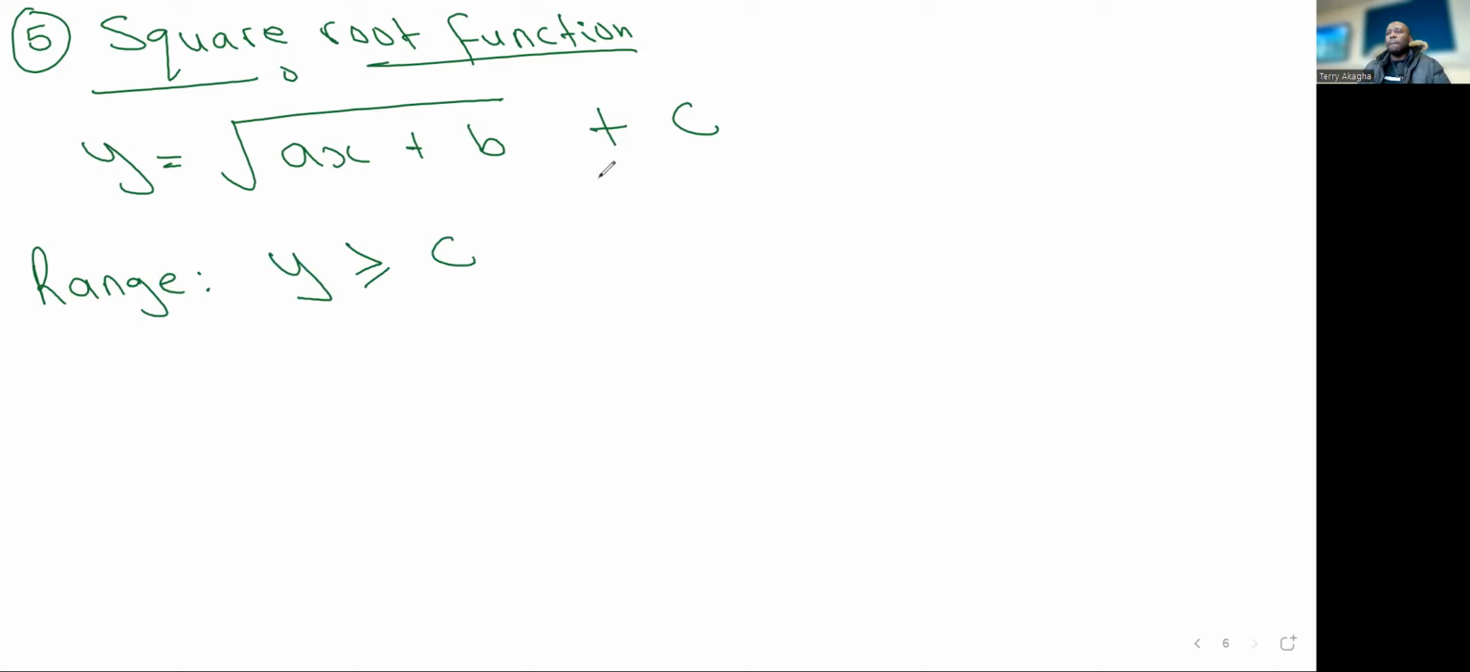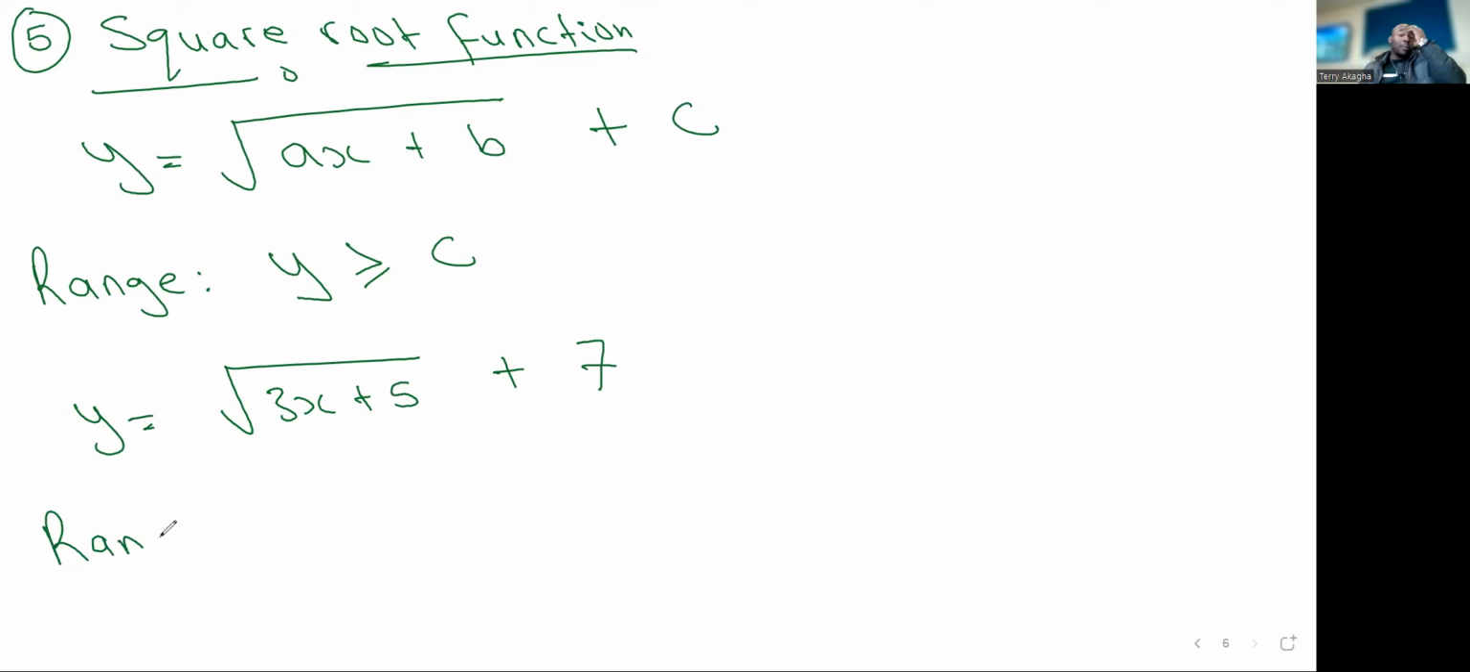C. So that means if, for instance, you have y is equal to the square root of 3x plus 5, plus 7, what will be the range? Remember the domain issue for square roots, that you can't have negatives. I've dealt with that, but in this video, I'm just talking about the range only. So the range for this is going to be y is greater than or equal to what? 7, the value you have here. If you had minus 7, it's going to be y is greater than or equal to minus 7. And that is it.